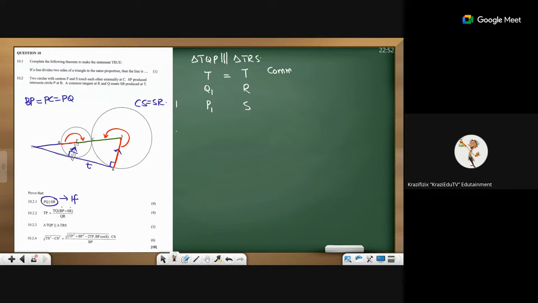Come on. We already know Q1 and R are both equal to 90. That has been proven. Are we stressing here? No. Third what? Angle. Therefore, triangle TQP is similar to triangle TRS. What's your reason? Angle, angle, angle. Boom. Case closed. I know that what really scares you here is 10.2.4. Let's see how I'm going to approach it. Study the question.